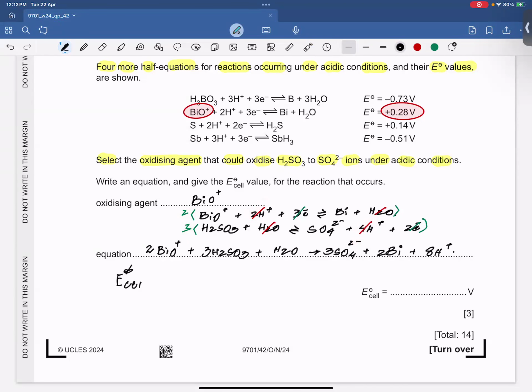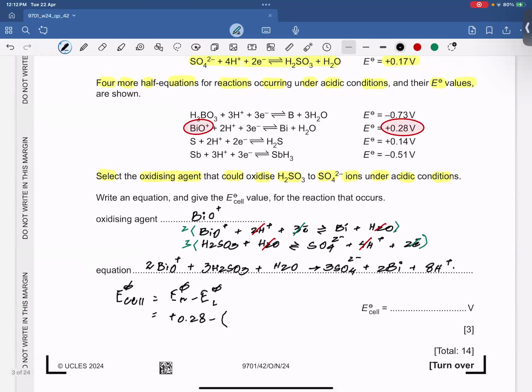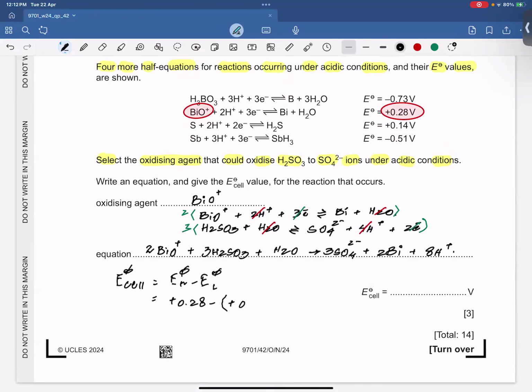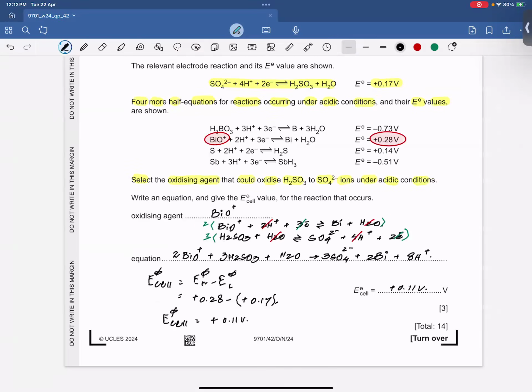For the overall reaction, we need to find out the E0 cell value. So I'm going to apply the E0 right minus E0 left formula. In E0 right, we need to put the more positive SCP value, which is plus 0.28 volt. In E0 left, we need to plug in the less positive SCP value, which is plus 0.17 volt. So E0 cell is going to be how much? Plus 0.11 volt. So that's the end of the first question. I hope it makes sense to you.